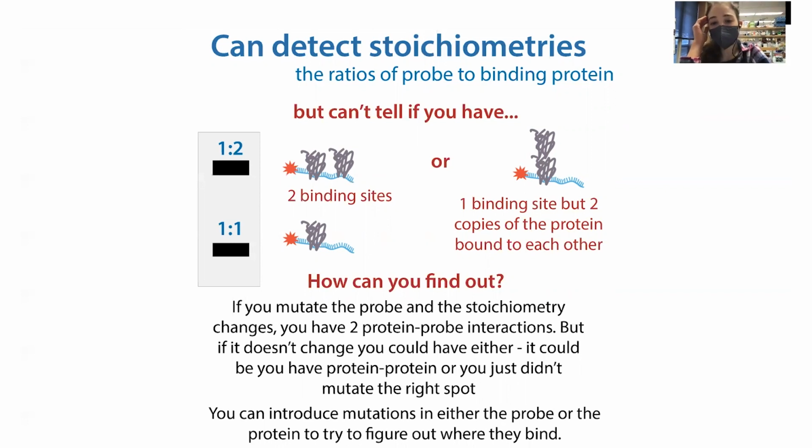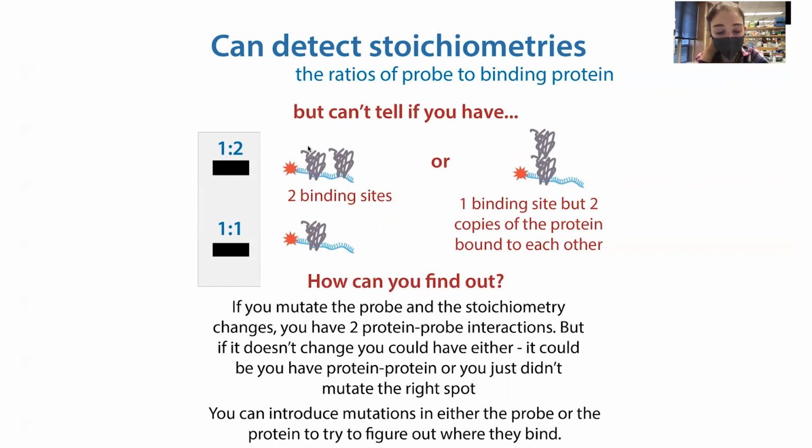Another point while I'm on this is that with the EMSA, you can detect stoichiometry, so how many proteins are bound to a nucleic acid. But you can't tell if these are bound directly to two sites or two bound to each other. If you mutate one site and you still have some binding elsewhere, that can tell you that you have a second binding site. If you mutate and nothing changes, that could tell you that they're two bound together, or it could tell you that you mutated the wrong spot. We'll talk later about how you can make mutations in the protein to test protein binding sites, where the protein is actually binding. But this will tell you about the nucleic acid.